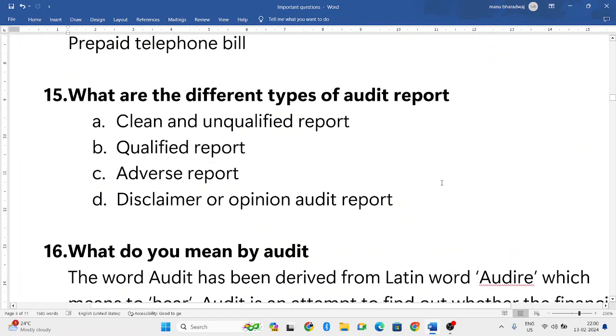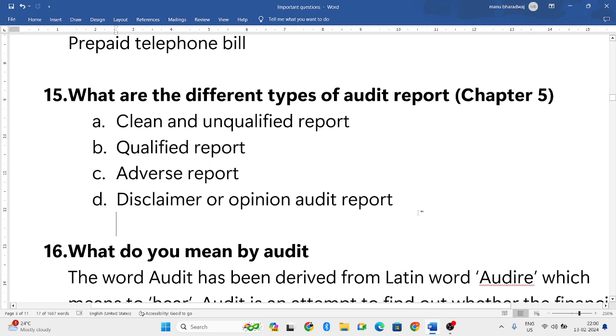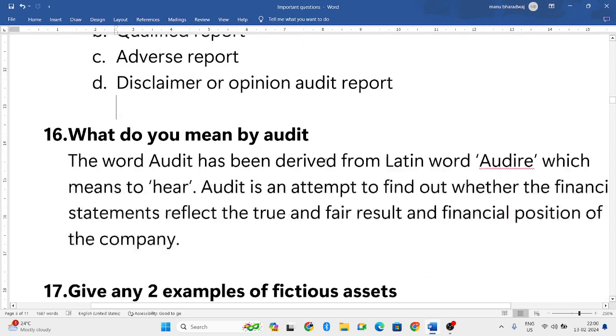What are the different types of audit report? This is chapter number 5, the last chapter. Clean or unqualified report, qualified report, adverse report, and disclaimer of opinion audit report. So these are the four types of audit report.